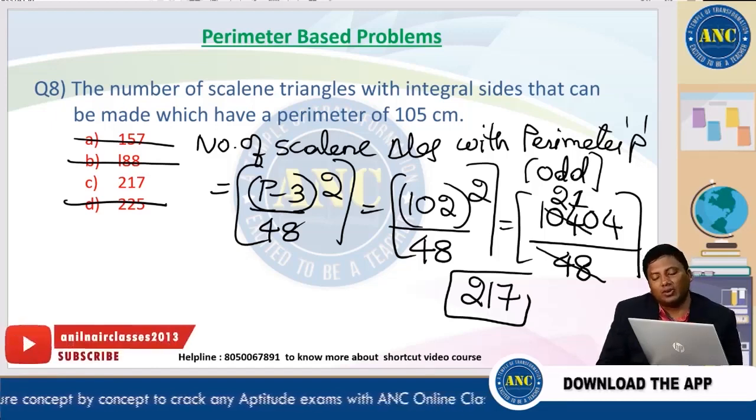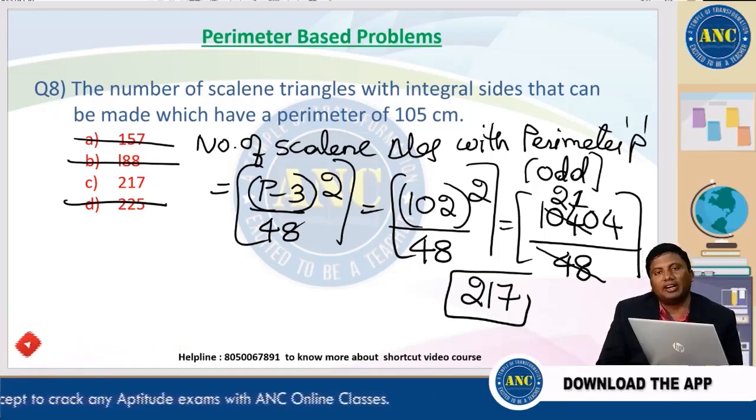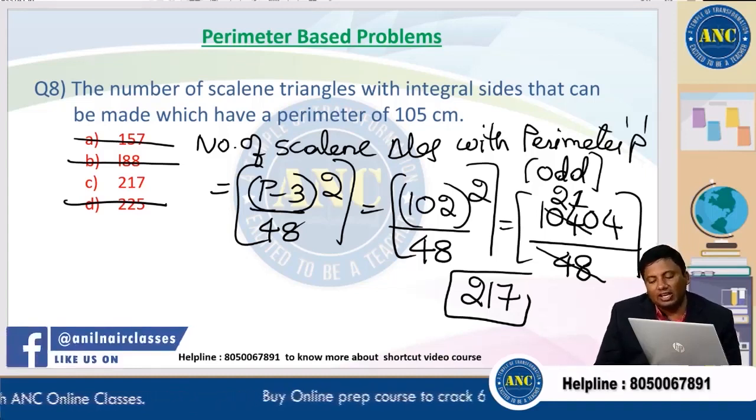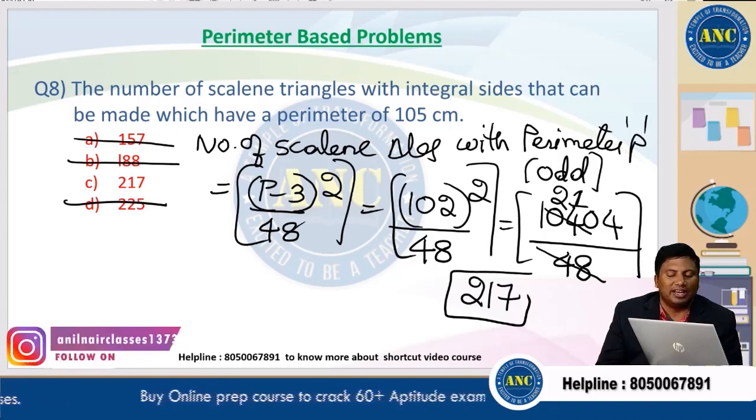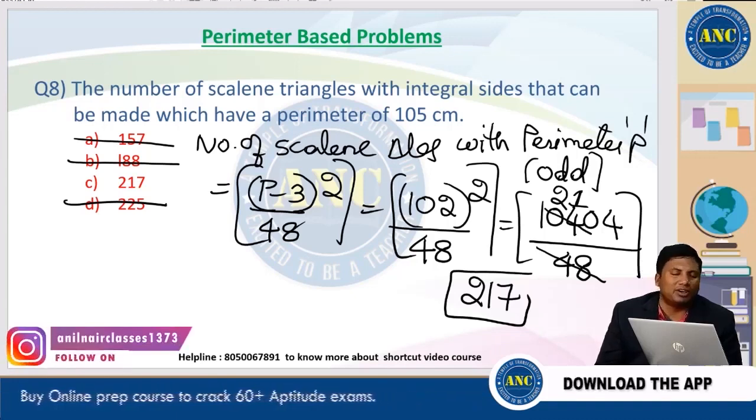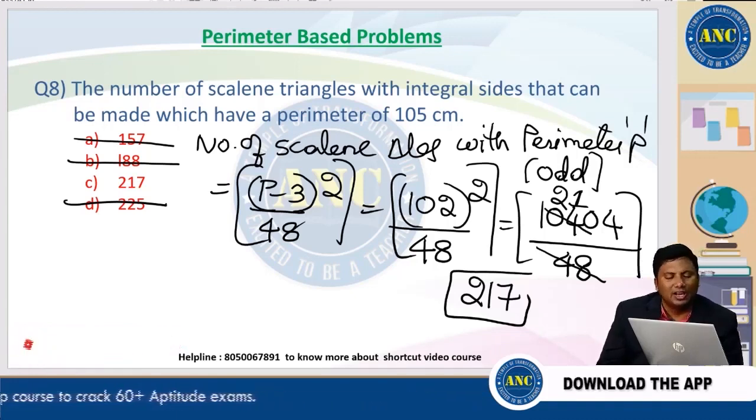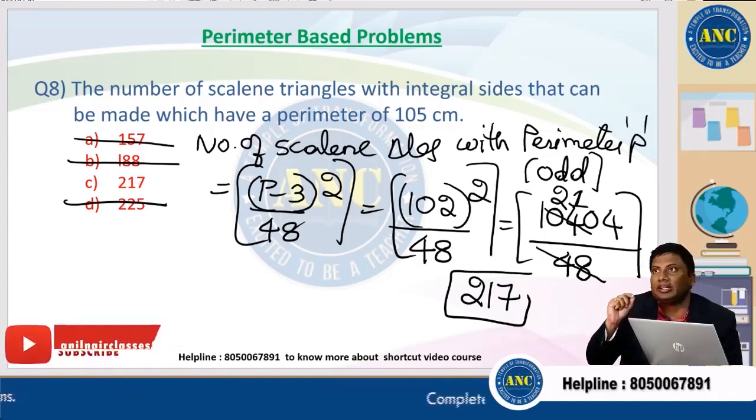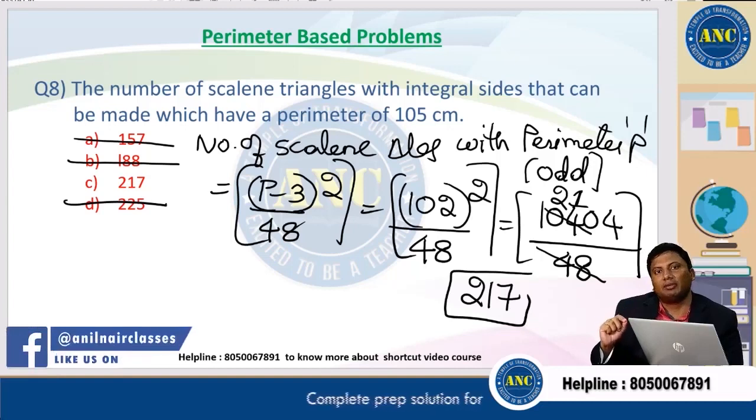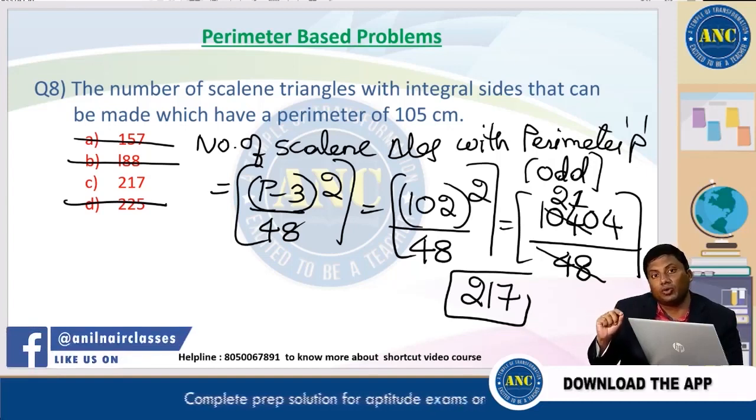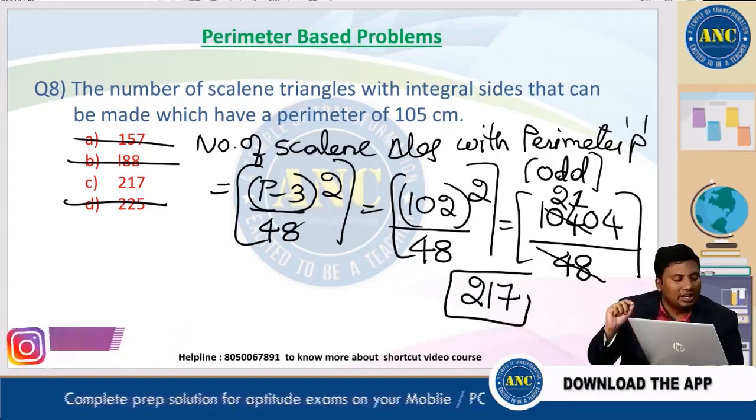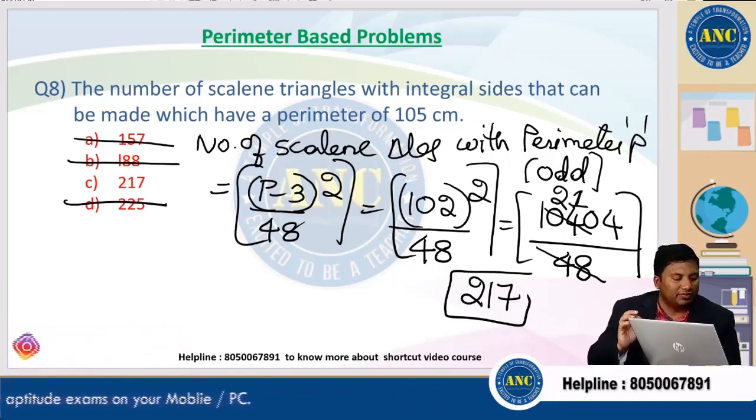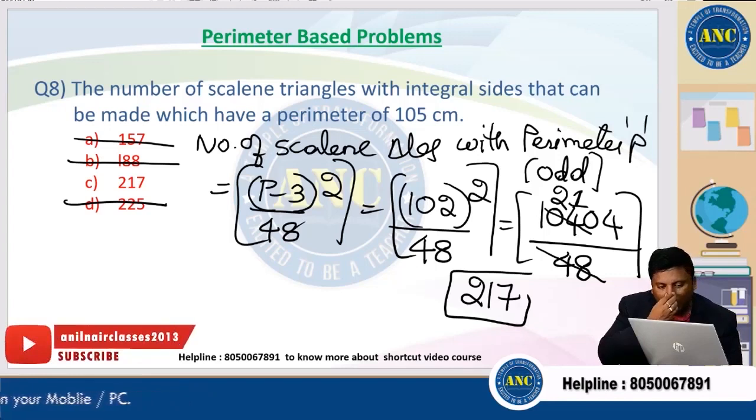102 whole square is 10404 divided by 48. 48 2s are 96, which leaves 80. 48 1s are 48. 324, 217 point something, you will get it, which is 217. The number of scalene triangles with perimeter P, odd number, is given by P minus 3 whole square divided by 48, nearest integer function. Right? I hope it is clear.